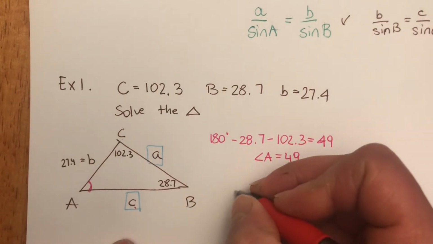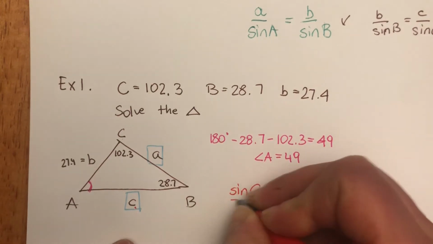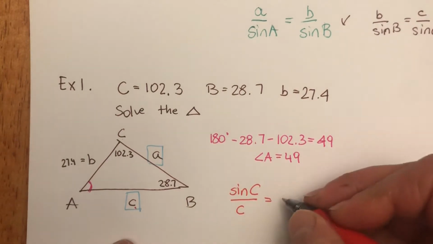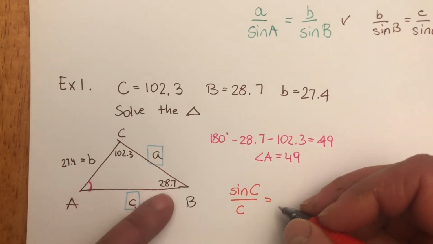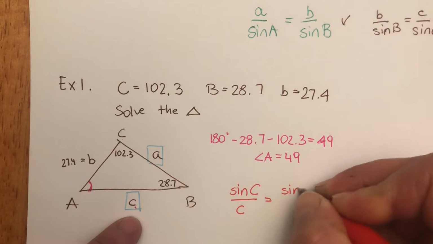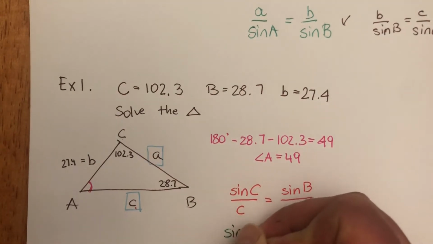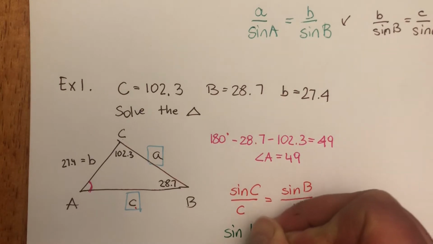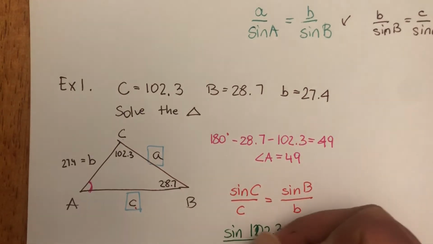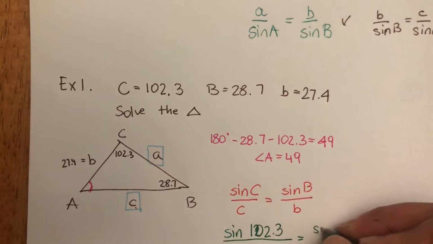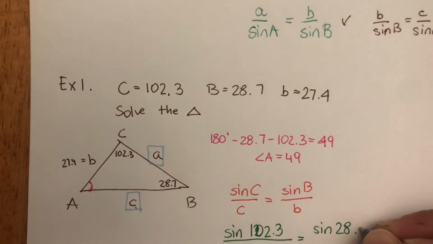So I am going to say sine of C divided by c is going to be equivalent to, and now look at this one, I'm going to use the b, the side b and the angle B are given. So I'm going to say sine of B divided by b. Sine of C, so C is 102.3, divided by c is equivalent to sine of B, 28.7, divided by 27.4.